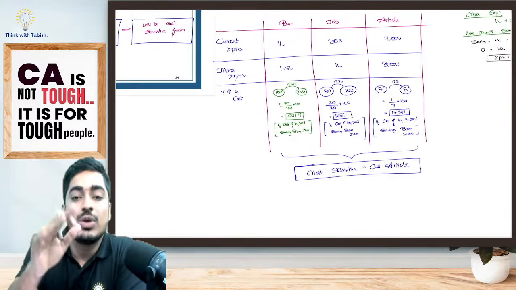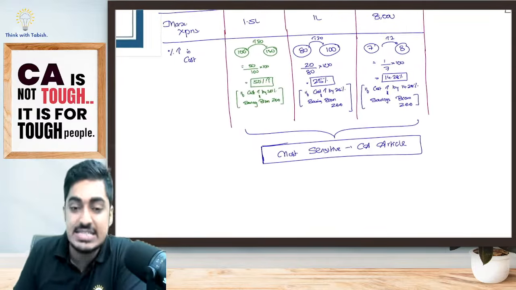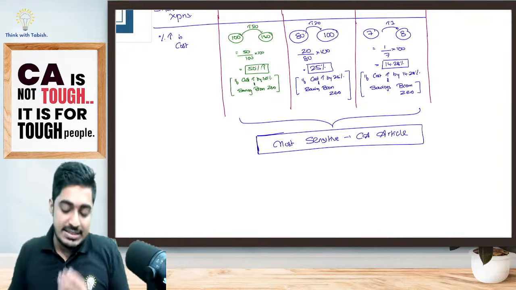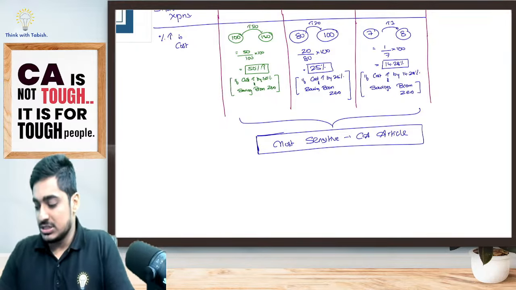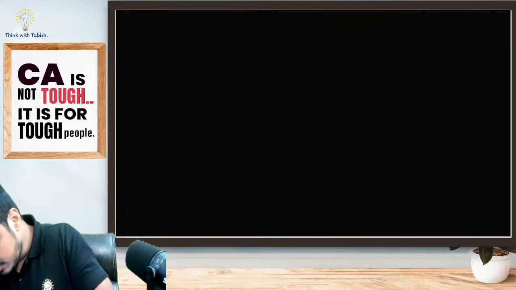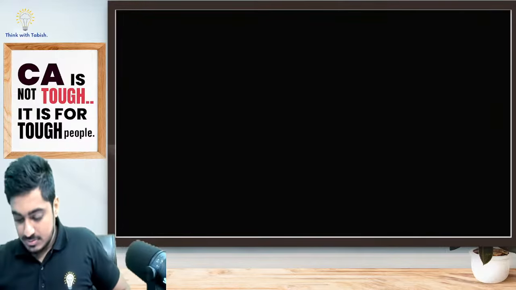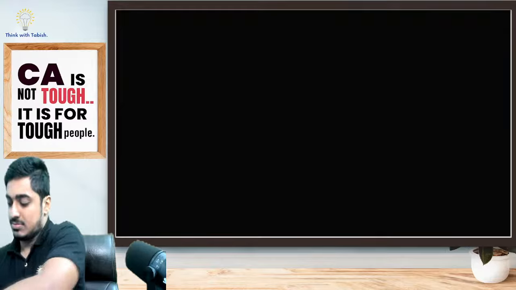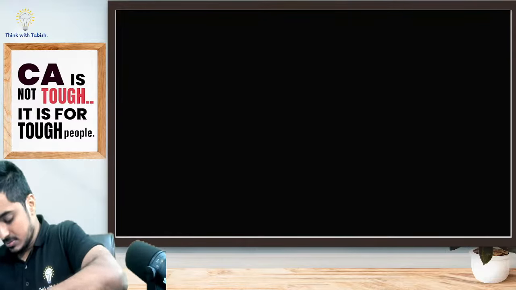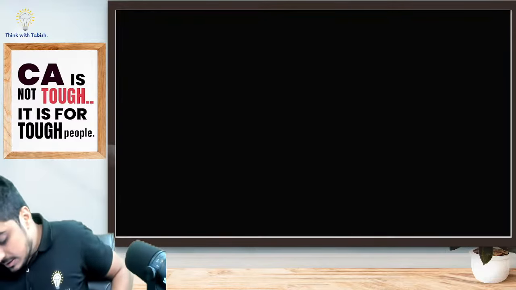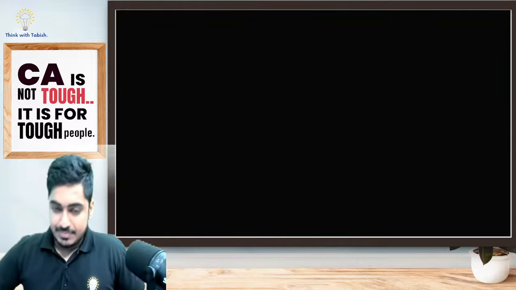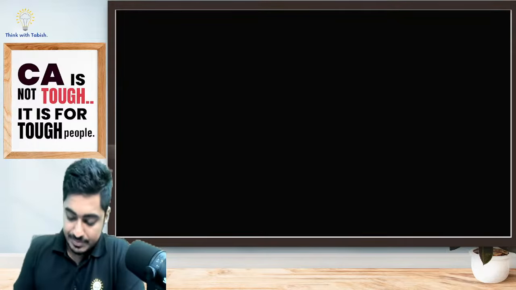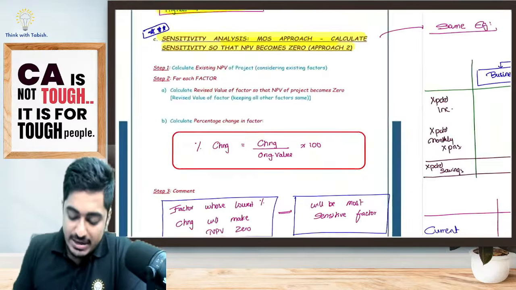This is one more way of calculating sensitivity. Here what I am telling, this is called the margin of safety approach. Just give me a minute, students. Yes, it is called margin of safety.